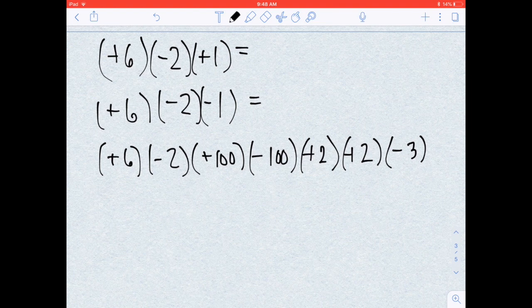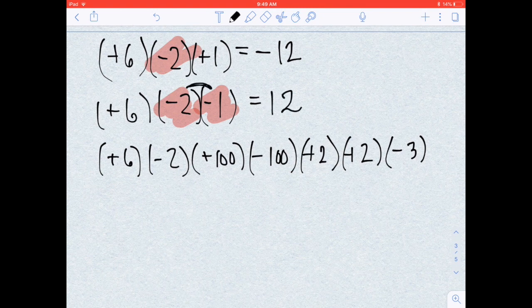So +6 times -2 times +1. I have one negative here. So that's an odd number of negatives. So that means I'm going to end up with a negative answer. Let's look at our second equation. I have +6 times -2 times -1. I have two negatives, so my answer is going to be positive because I have an even number of negatives.